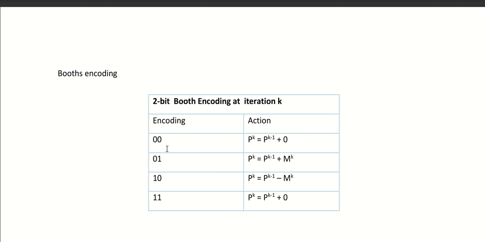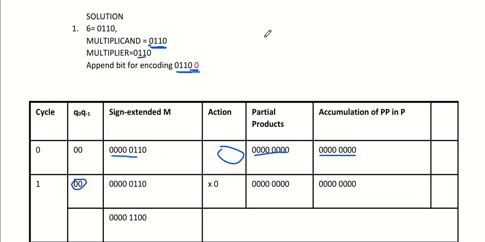And the table says that if the two bits you are considering are both zeros, then do nothing to the product, right? And P raised to the power k is just the product after k iterations. If the two bits you are considering are 0, 1, then you are supposed to add the sign extended multiplicand to the product. And if it is 1, 0, you are supposed to subtract the sign extended multiplicand from the product. If it is 1, 1, you have to do nothing, right? So that's exactly what you are going to do.